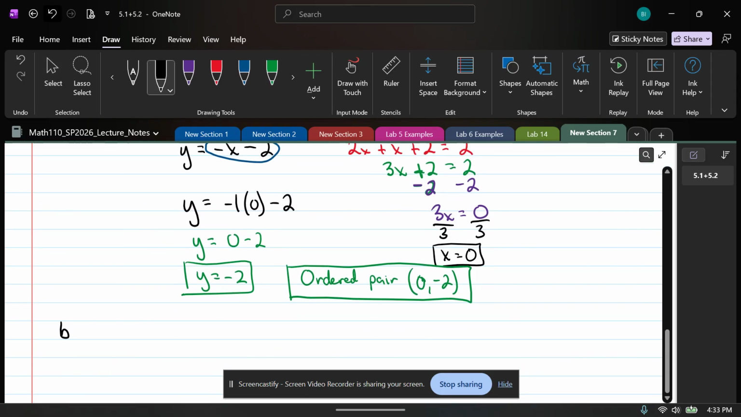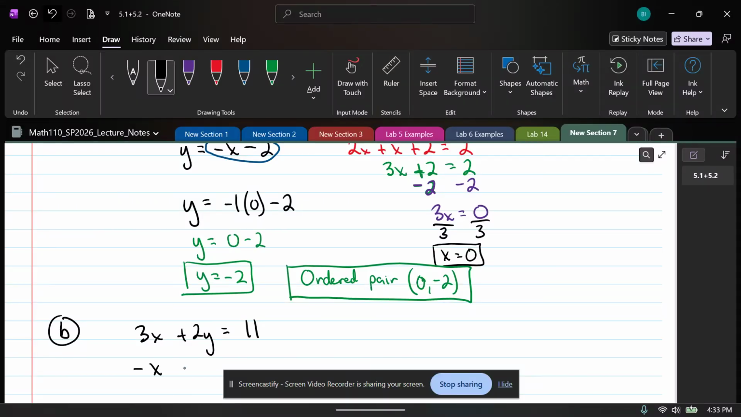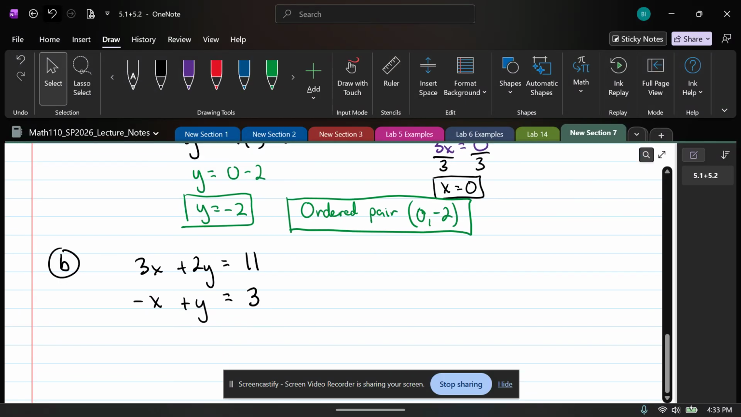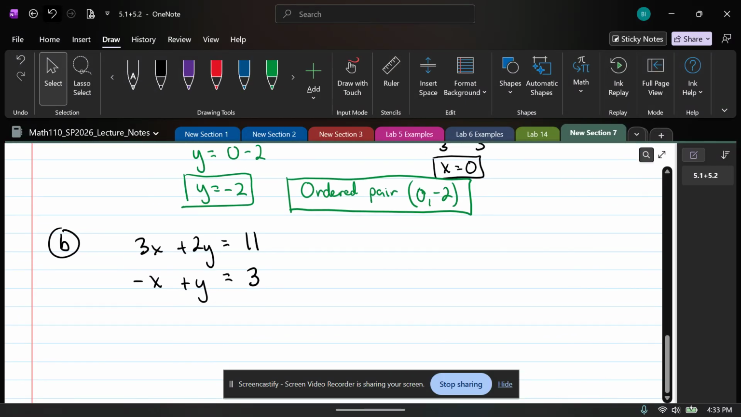All right, let's do another one by substitution. Let's say we had 3x plus 2y equals 11. Negative x plus y equals positive 3. So that's our system, and I want to solve that using substitution.